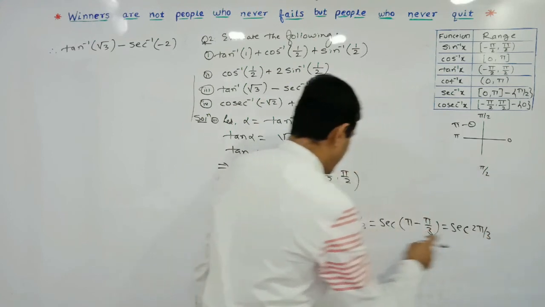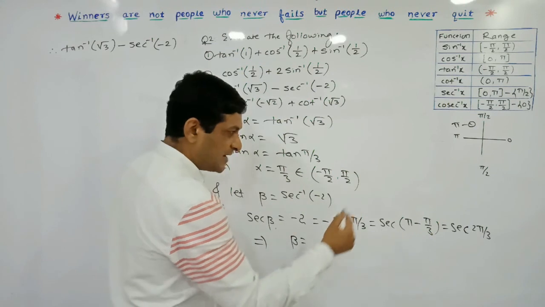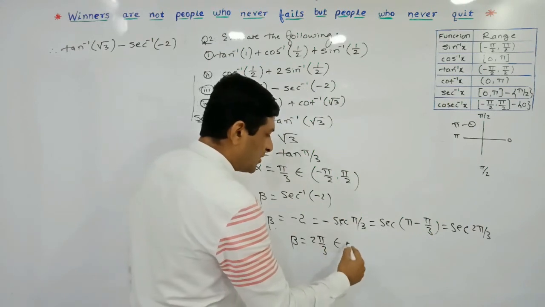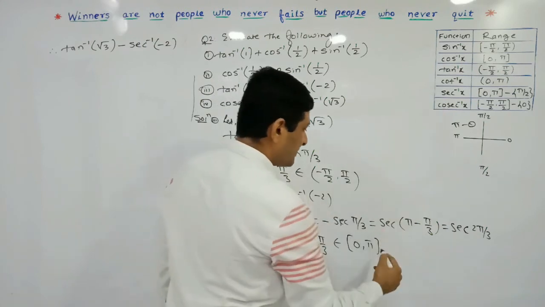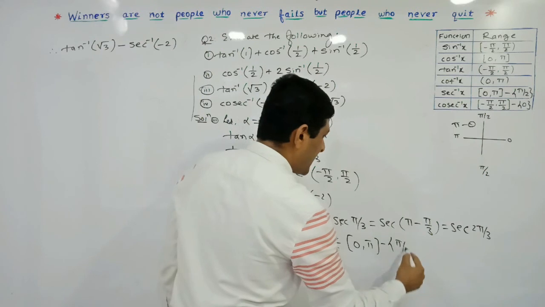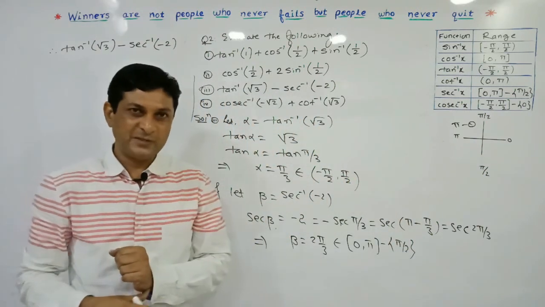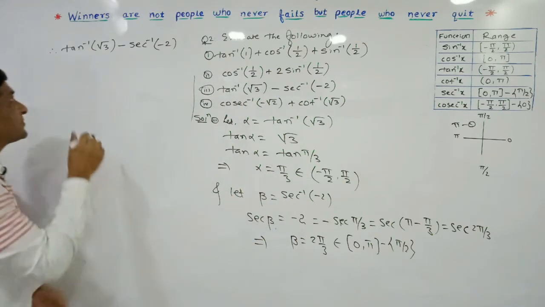Now if we are comparing both sides, this implies that beta is equal to 2 pi by 3. Check that this value belongs to the range 0 to pi, excluding pi by 2. Since the value lies in the range set, we are able to consider it as the principal value.